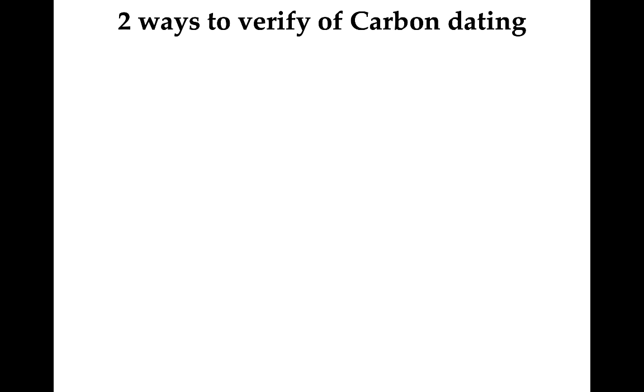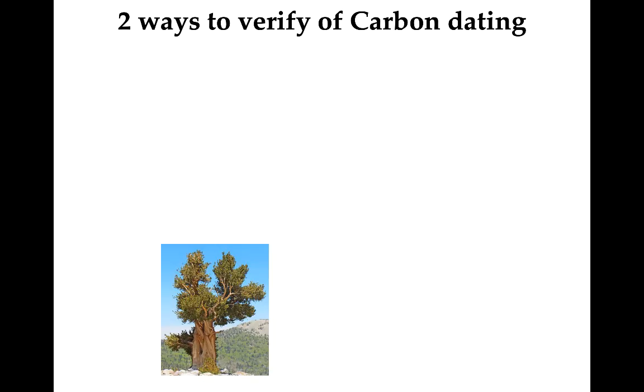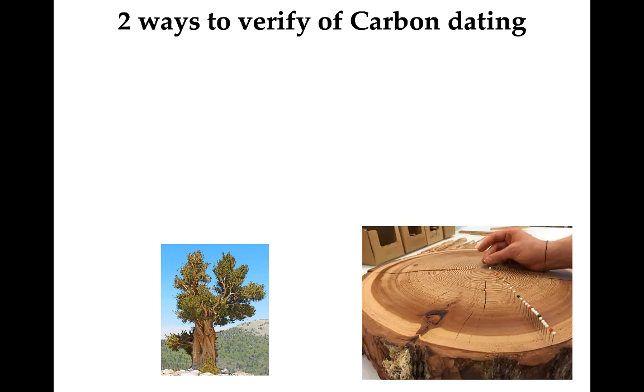The first way that scientists used to verify carbon dating actually involved a tree. If you are familiar with how trees grow, for every year that they are alive, they get a growth ring. So when a tree is cut down or falls down, you can count the rings in the trunk to see how long it's been alive.